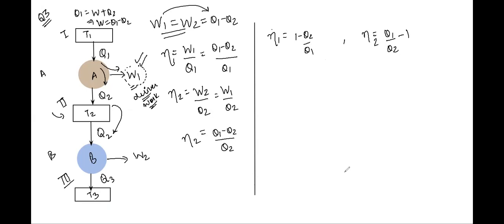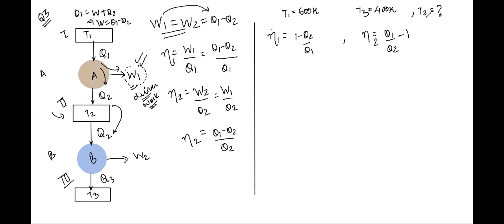Now let's see what we are given in the question. We are given temperature values. T1 is 600 Kelvin and T3 is equal to 400. We need to find T2, and T2 is not given. Yes, sir, it's given 400, right?